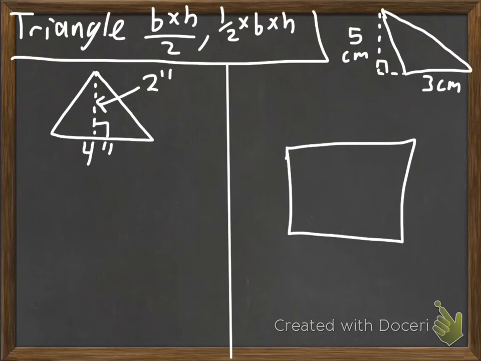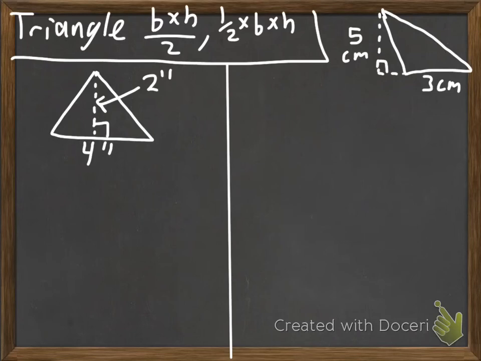Here's a rectangle, square, whatever. It's a parallelogram. Well, what happens if I cut that parallelogram in half? I get 2 triangles. So the formula for a triangle area is basically taking the parallelogram and cutting it in half. Because that's what we did. We took a parallelogram, we cut it in half to make a triangle.